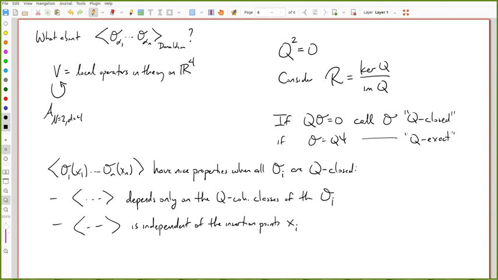So in general, that forms a very complicated structure. Here it's much simpler because it only depends on the operators that you insert, not where you insert them. And moreover, it only depends on the cohomology classes of the operator. And then the last thing is, and maybe this isn't totally unexpected given that I said it doesn't depend on the insertion points, it also doesn't depend on the metric.